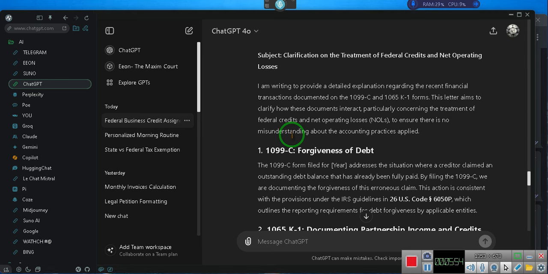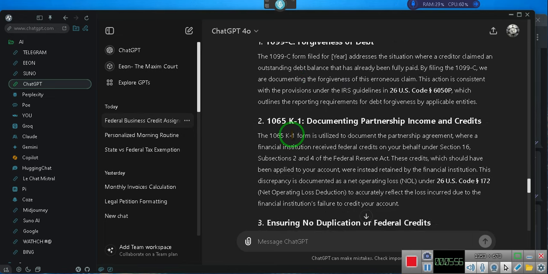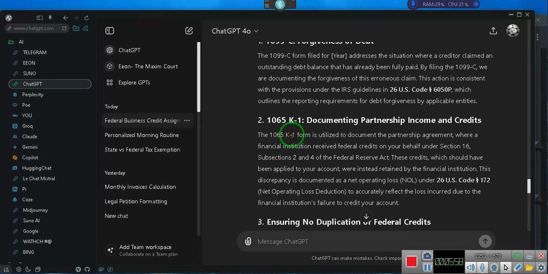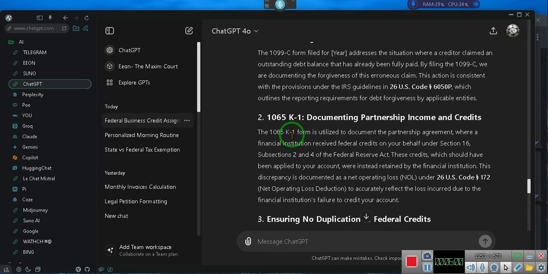1. 1099-C. Forgiveness of debt. The 1099-C form filed for year addresses the situation where a creditor claimed an outstanding debt balance that has already been fully paid. By filing the 1099-C, we are documenting the forgiveness of this erroneous claim. This action is consistent with the provisions under the IRS guidelines in Chapter 26 U.S. Code 6050P, which outlines the reporting requirements for debt forgiveness by applicable entities.